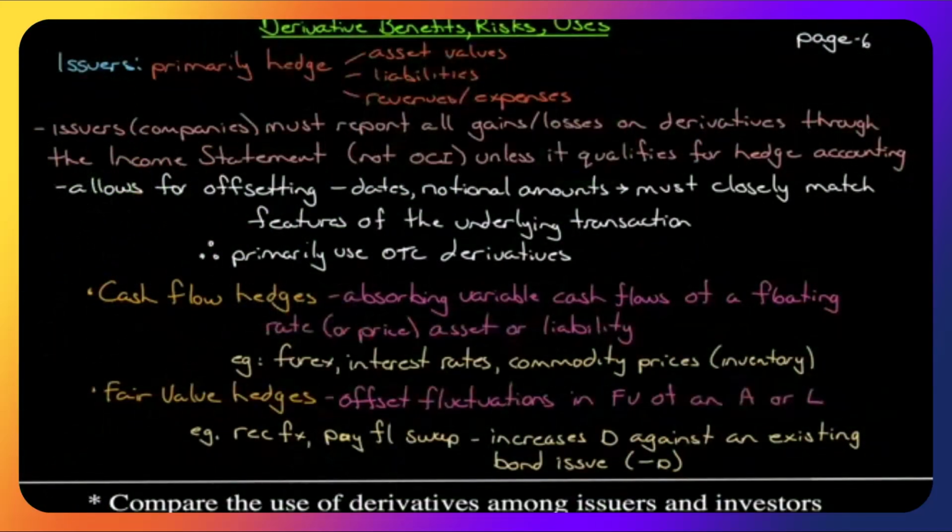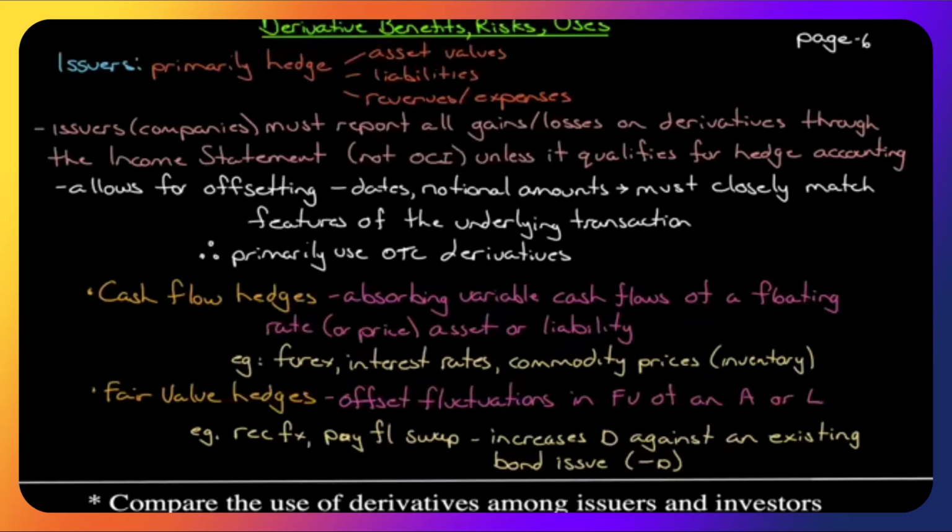Okay, our next LOS here: compare the use of derivatives among issuers and investors. And let's be clear what we mean when we use the word issuers. We don't mean entities that issue the derivatives. We mean entities that issue financial securities such as stocks and bonds. It would have been better if it had just said companies, especially non-financial companies. So when we see the word issuers, we really mean non-financial companies.